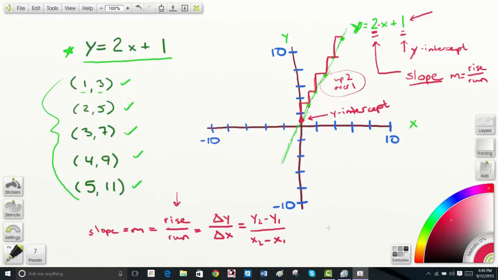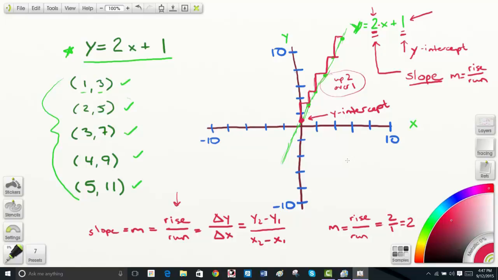So in this case, the slope is rise, which is 2, over run, which is 1. And what is 2 over 1? Just 2. Where did we see that number before? Well, right up here in our equation.